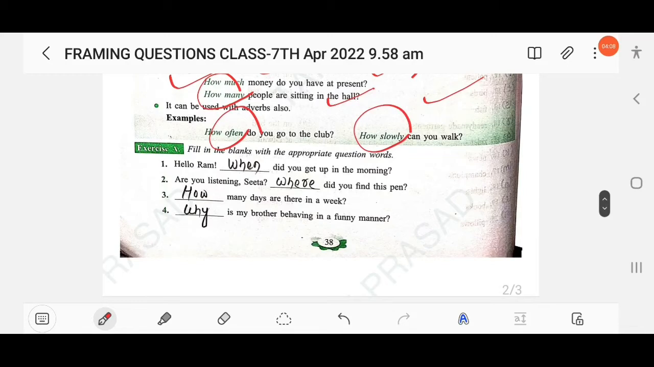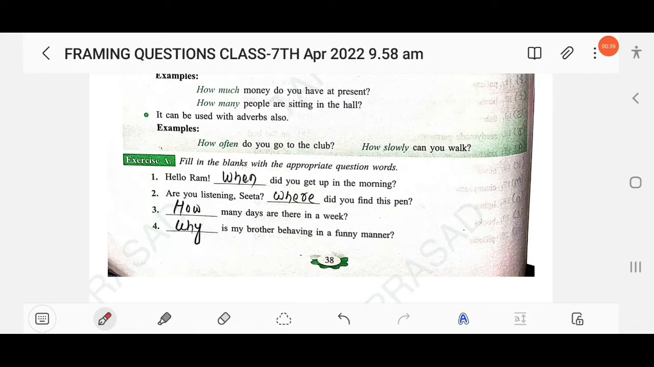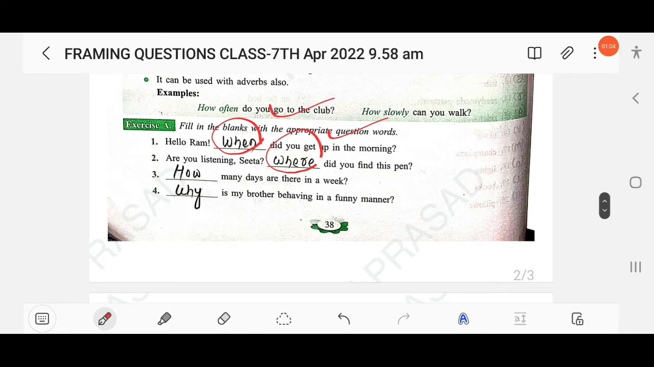Let's discuss the question answers. Fill in the blanks with the appropriate question words. First, hello Ram, dash did you get up in the morning. To know the time you have to use the WH word when. When did you get up in the morning. Next, are you listening Sita, dash did you find this pen. Where did you find this pen. Next, dash many days are there in a week. How many days. Next, dash is my brother behaving in a funny manner. Why. To know the reason.